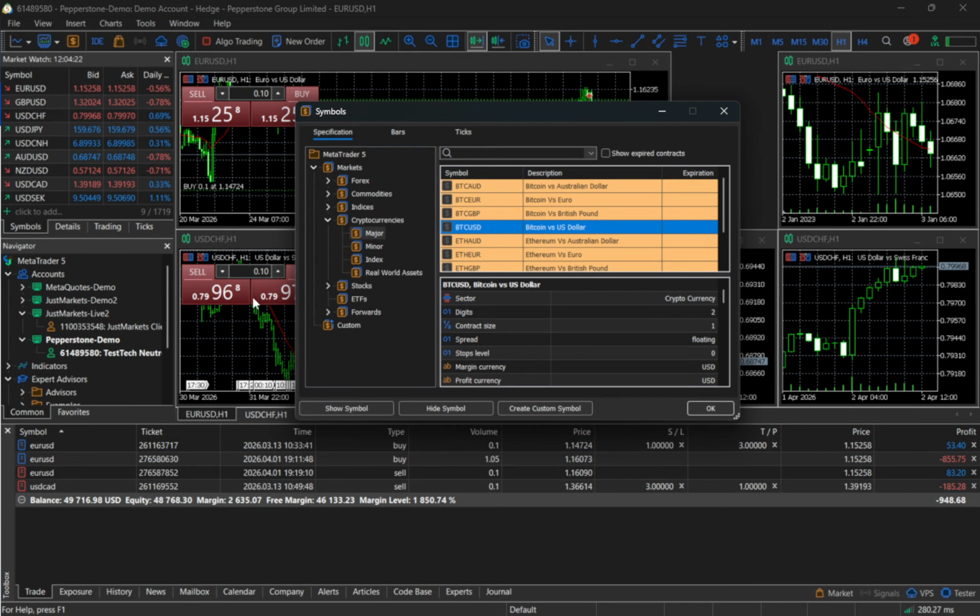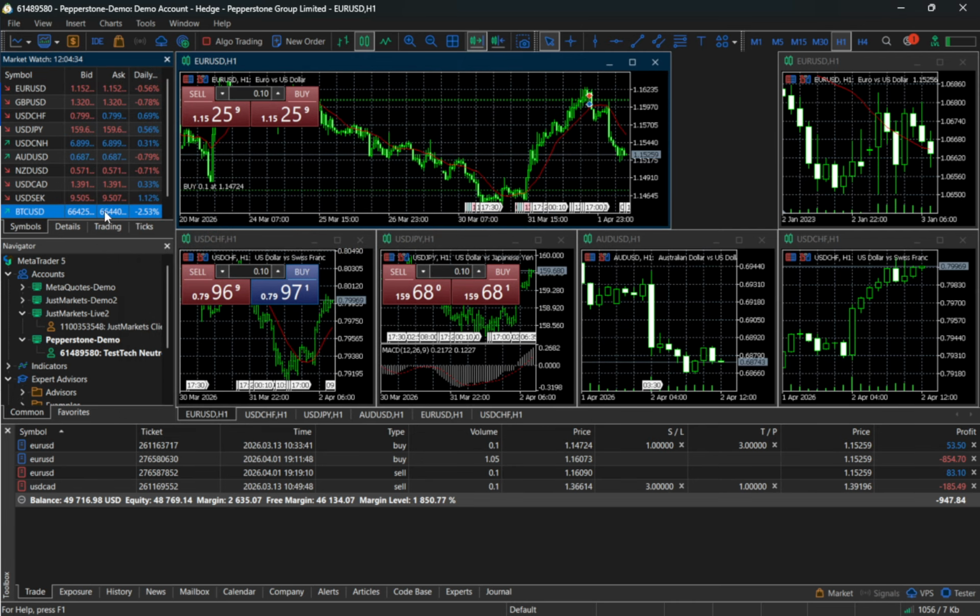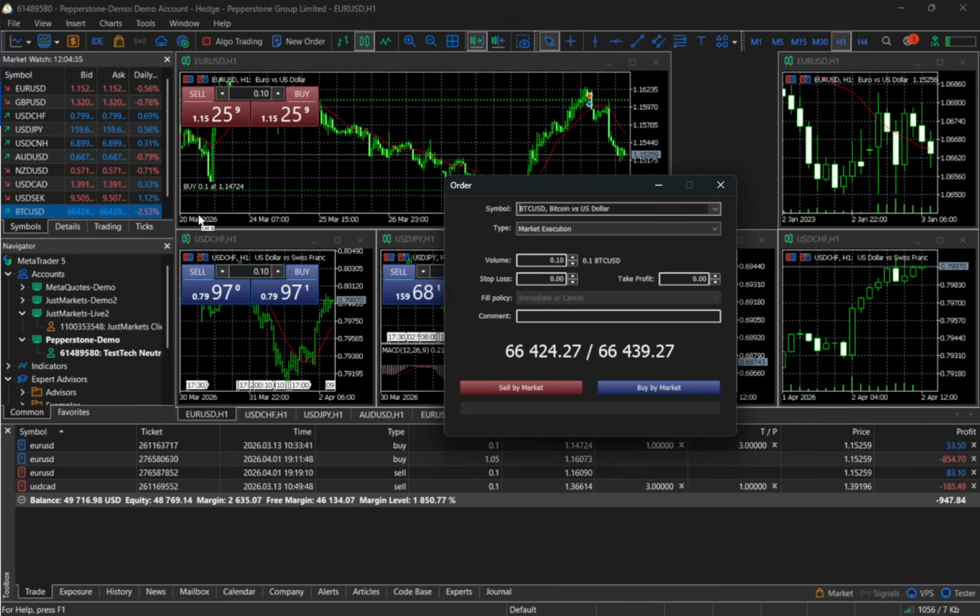Now let's walk through placing a crypto CFD trade using Pepperstone's platforms. Open your preferred platform, MT4, MT5, or cTrader. Head to the market watch or the symbols list and look for crypto pairs such as BTCUSD or ETHUSD. Once you find the pair you want, open the chart to review the price action and confirm the current spread and conditions. When you're ready, click New Order.